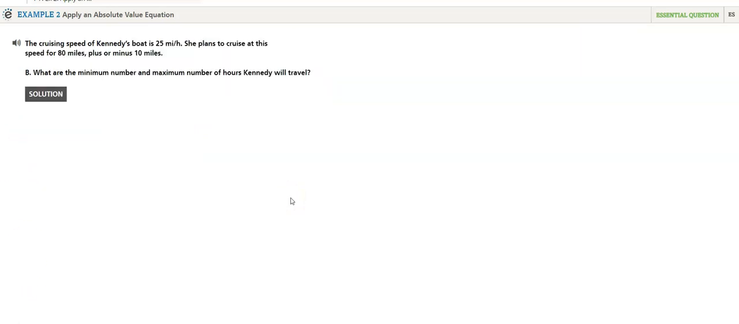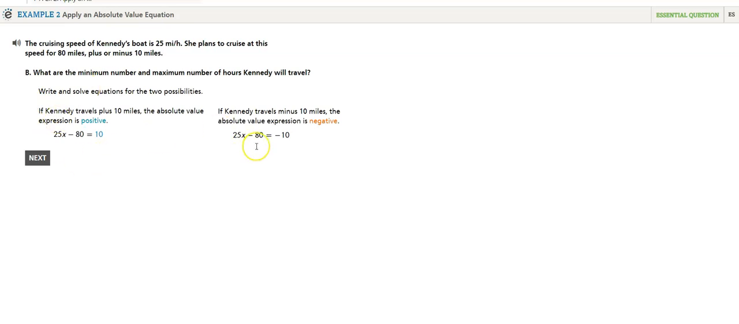We are then going to take a look at Kennedy's cruising speed here, still 25 miles per hour, but we want to know the minimum number. So again, she plans to cruise at a speed for 80 miles plus or minus 10. We want to know the minimum number and maximum number of hours that Kennedy will travel. So if she travels that minus 10, that's 70, what's she going to do versus the 90?